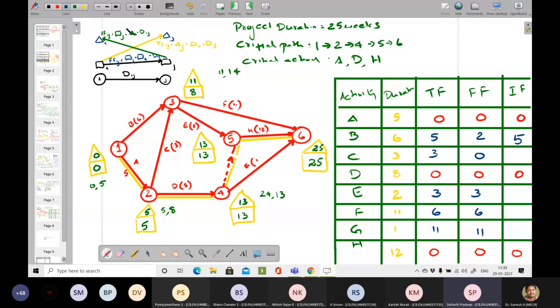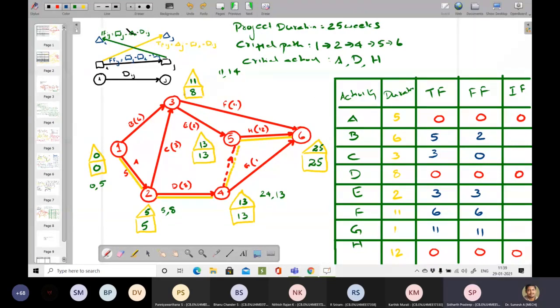For 2 to 3, which float are you calculating? 2 to 3 at C, sir. Which float are you telling me? Independent float. Independent float from I to j is rectangle j minus triangle I minus dij. In green it is written. Oh, okay.